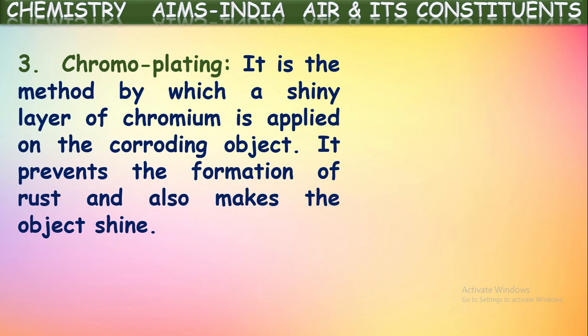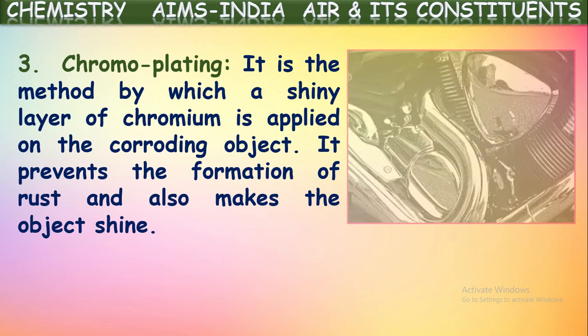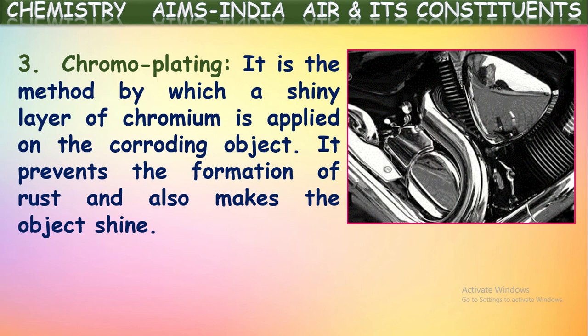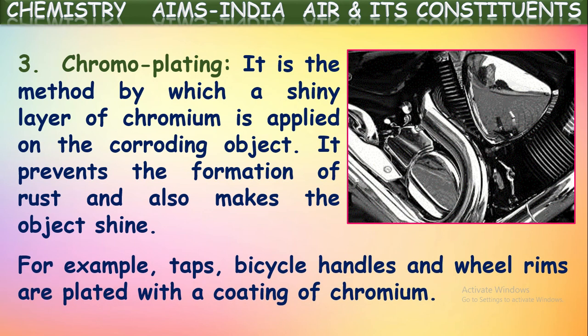Chromium plating. It is also just like galvanizing. In this, instead of zinc, they use chromium. It is a method by which a shiny layer of chromium is applied on the corroding object, like iron. It prevents the formation of rust and also makes the objects shine. For example, taps, bicycle handles, and wheel rims are plated with a coating of chromium.